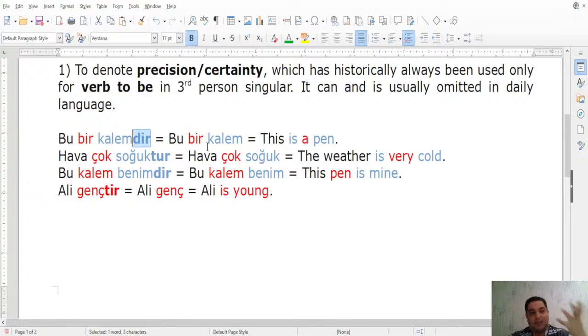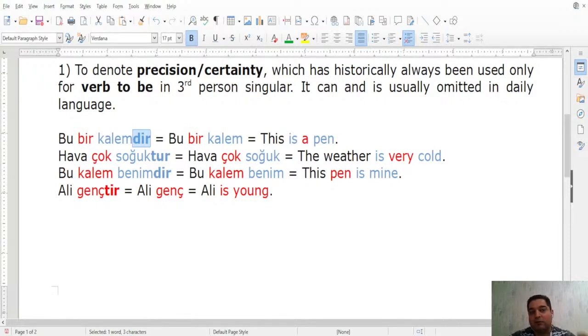So if you know it is a pen and you show it to somebody and everyone knows it's a pen, then it's precision. Nobody will understand you as probability anyway. But if you found something and you don't know what it is, and you ask your friend, your friend can tell you, bu bir kalemdir. I don't know, but most probably it's a pen. So in that case, the meaning from the context will be there by default.